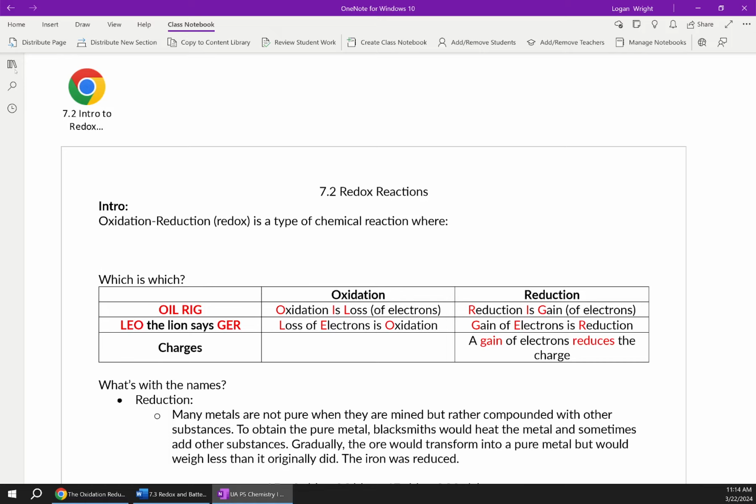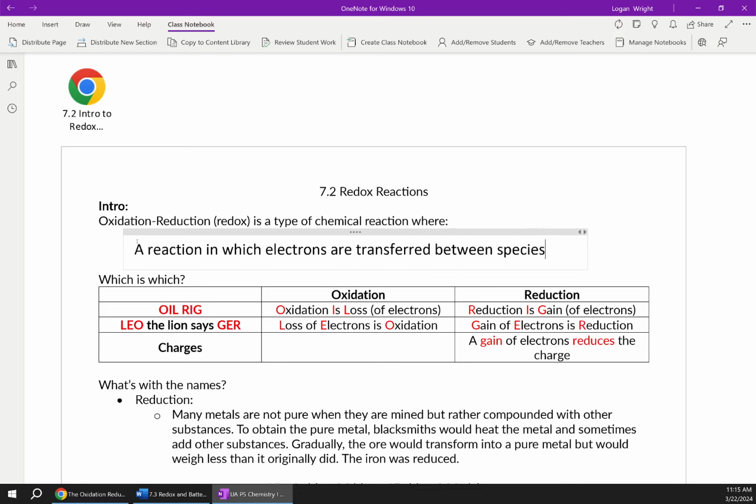We need to jump into the notes. We have exactly 2 skills that we need to master today, and they look weird compared to things that we've done in the past. What is the full definition of an oxidation reduction reaction? It is a reaction in which electrons are transferred between species.